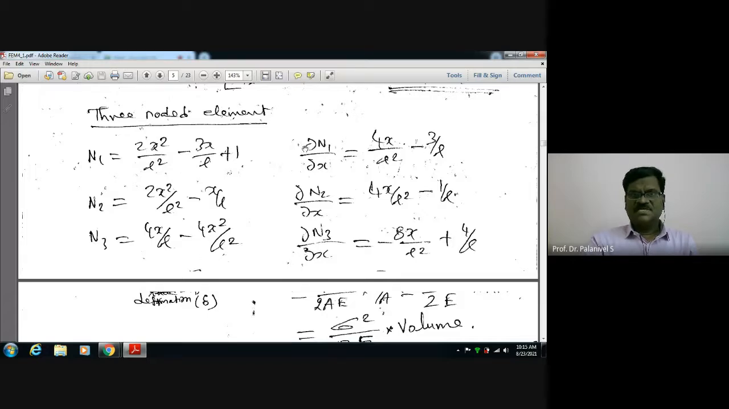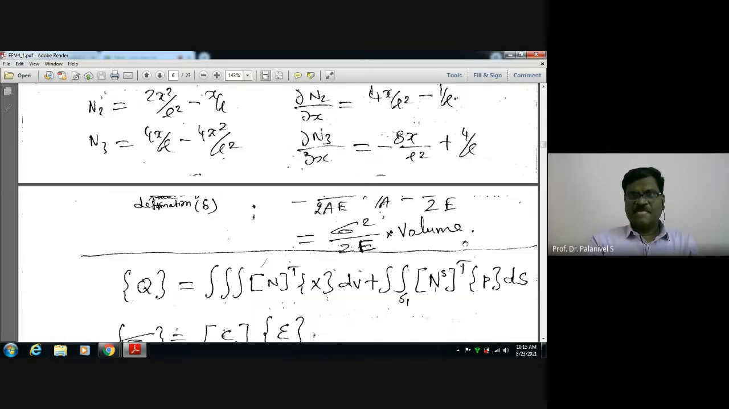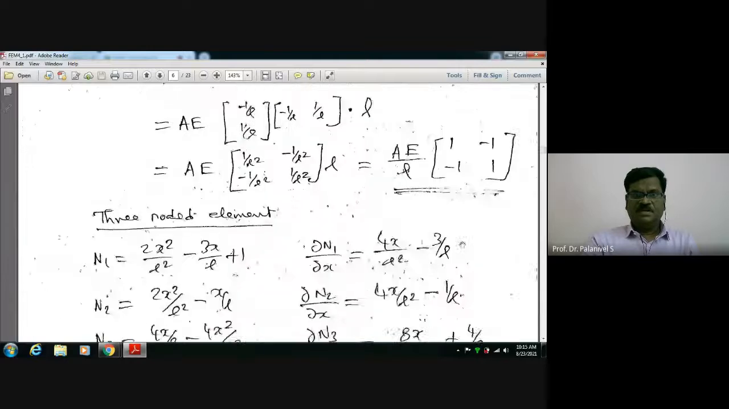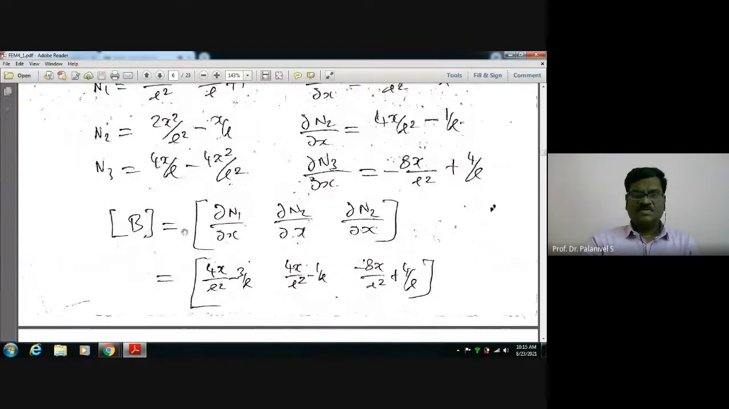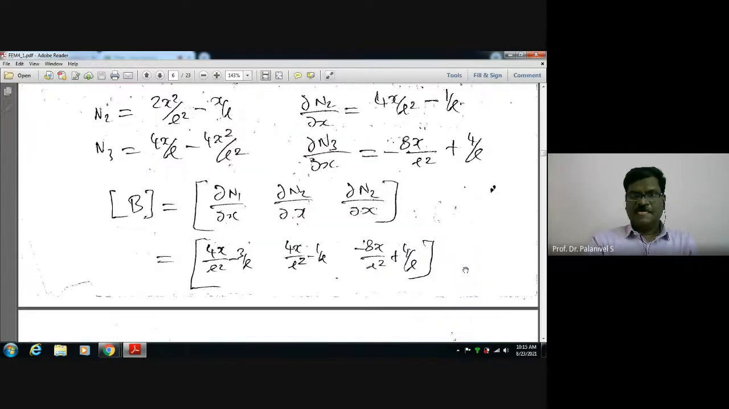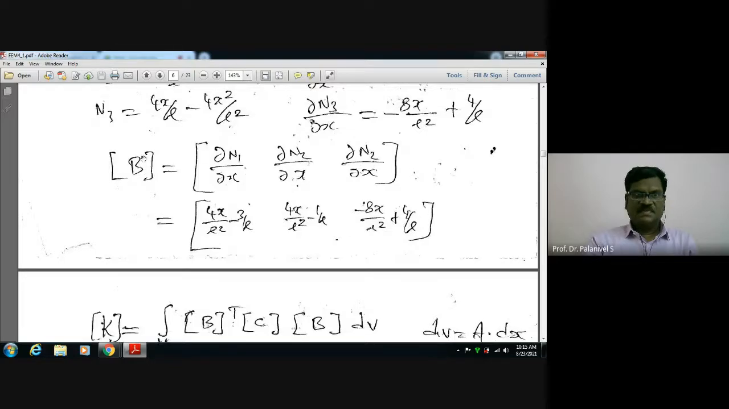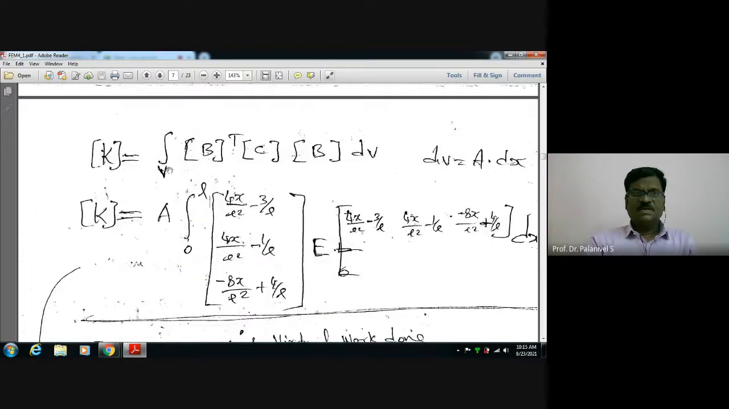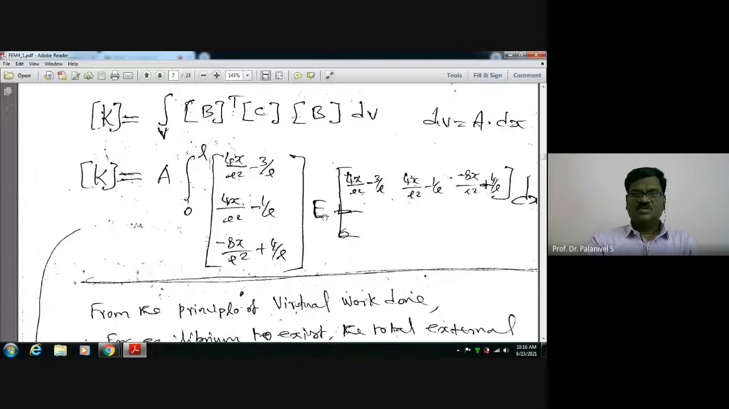Therefore its derivatives, dN1 by dx, dN2 by dx, dN3 by dx, I have written here. Therefore the B matrix is equal to dN1 by dx, dN2 by dx, dN3 by dx. Its value is written here. We obtained the derivatives of the shape functions. Thus, we obtained the strain displacement matrix for the three-nodal line element. Therefore, K equals the volume integral of B transpose, constitutive matrix, B, into dV. dV equals A into dx for that line element. Therefore, A into the constitutive matrix, which is capital E.